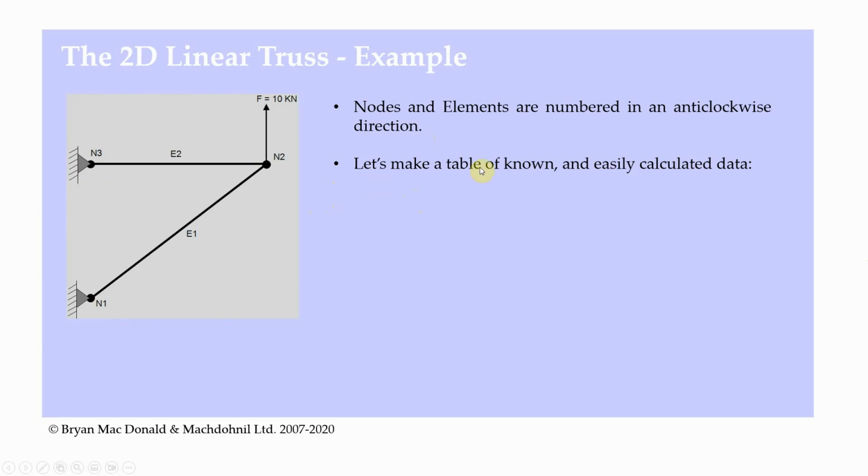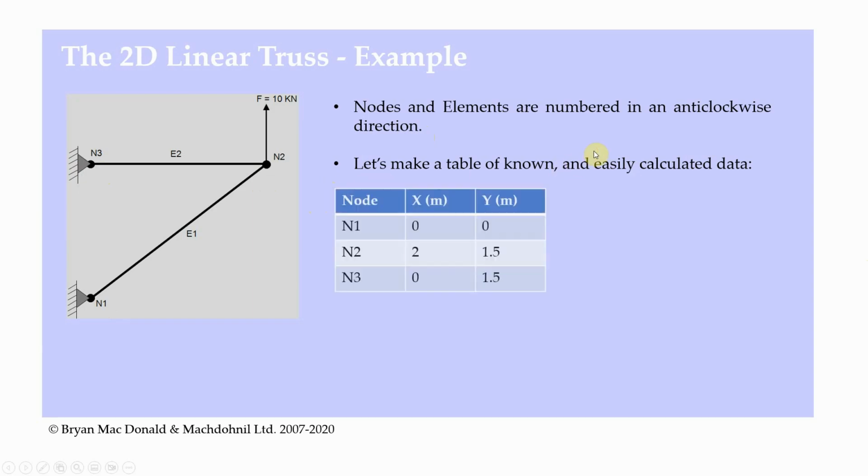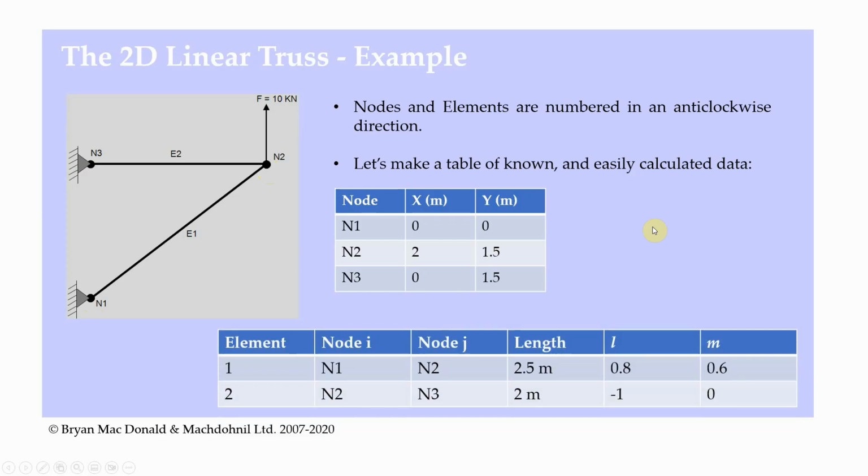So let's make a table of known and easily calculated data. First of all, we're going to know the coordinates of each of the nodes because we're given that on the previous page. So node 1 has an x and y coordinate of 0. Node 2 has an x coordinate of 2 and a y coordinate of 1.5. And node 3 has an x coordinate of 0 and a y coordinate of 1.5. We can then work out that element 1 consists of node 1 and node 2, and element 2 consists of node 2 and node 3, and they're the I and j nodes.